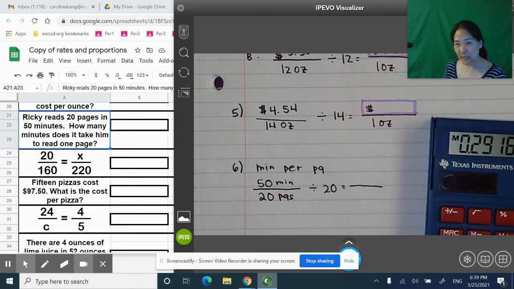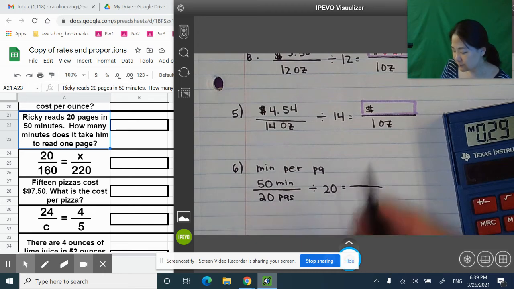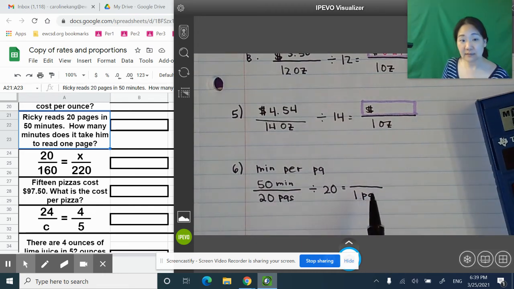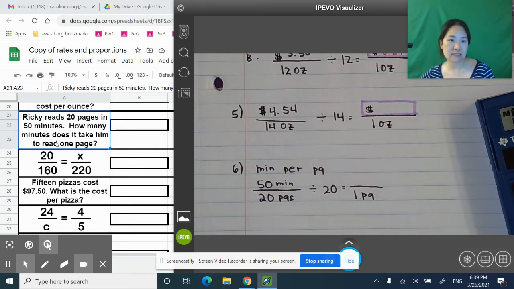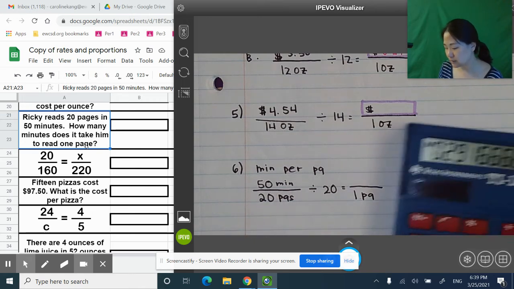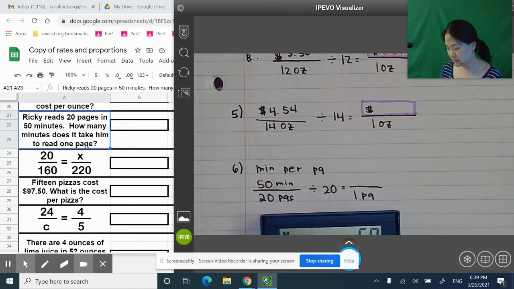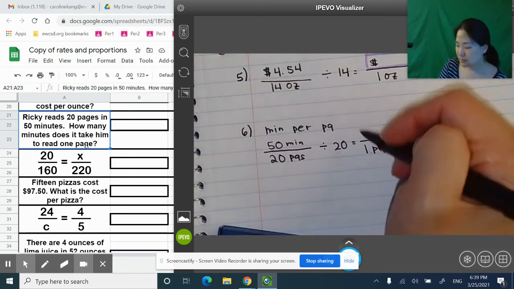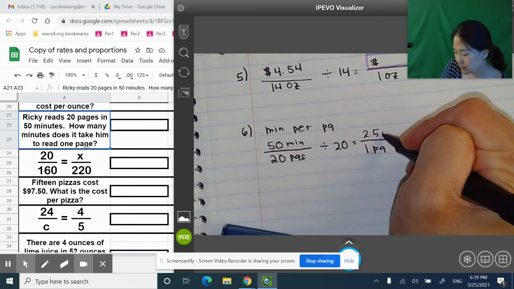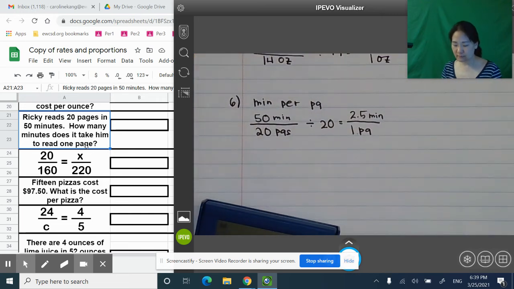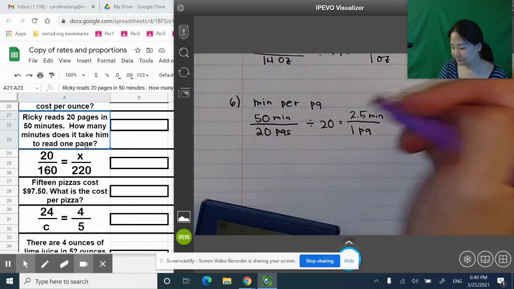Sorry, guys. Okay. So this would give you how many minutes it takes for one page. And that's exactly what we want. It says how many minutes, one page. Okay, so what you need to do is 50 divided by 20. So here's 50 divided by 20, and you get 2.5. So that means your answer is 2.5 minutes per page. So then you would do just 2.5 probably on your answer. Okay.